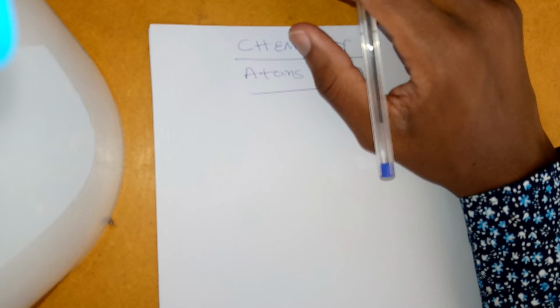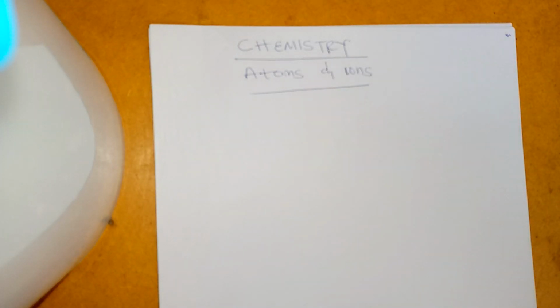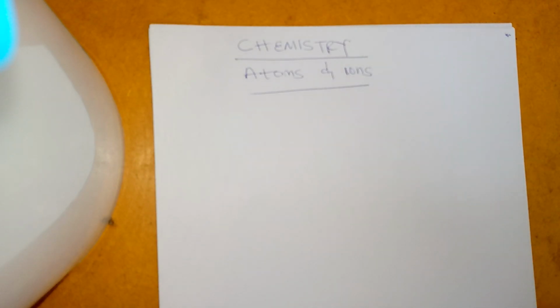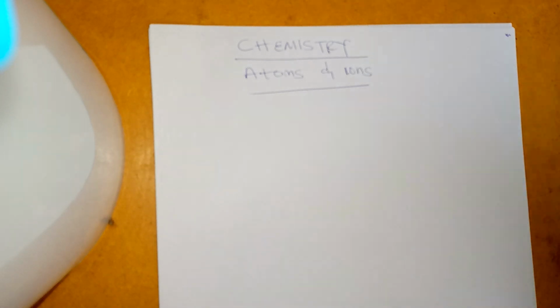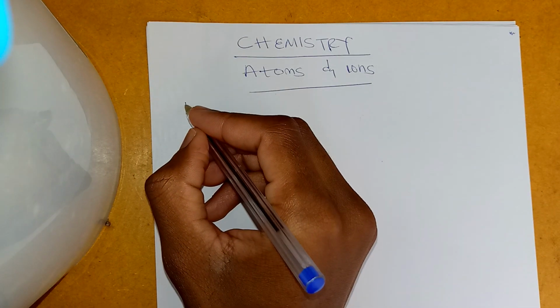So, what are we supposed to know? What is an atom? What is this atom made up of? What does it consist of? What is an ion? Those are the things that we are supposed to understand at the end of this session.